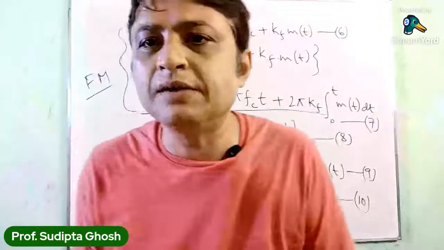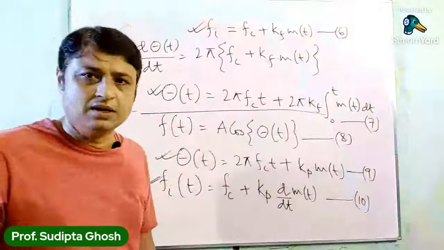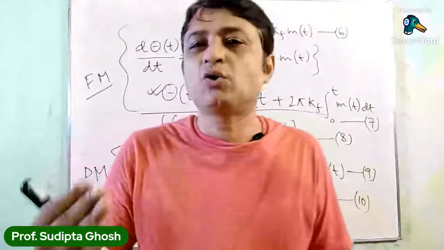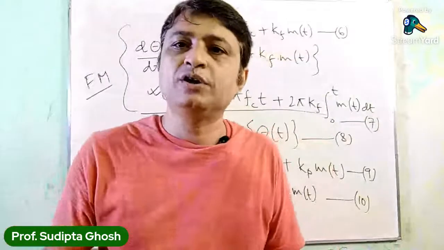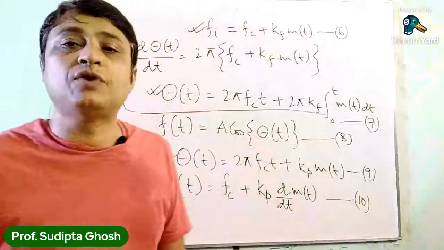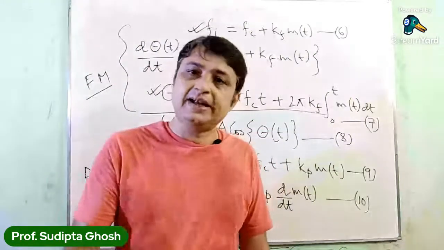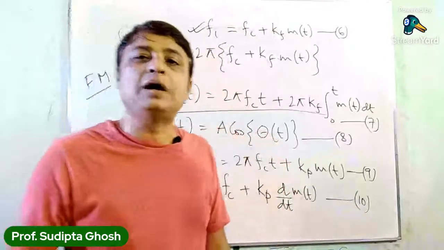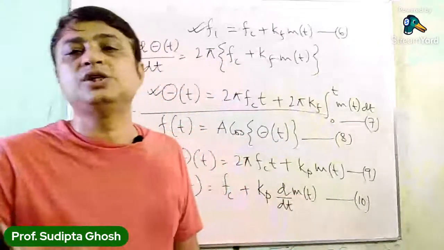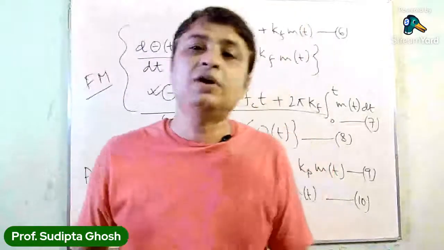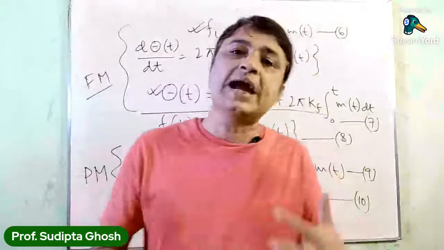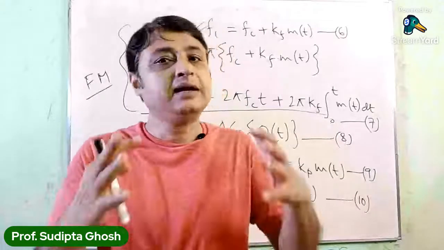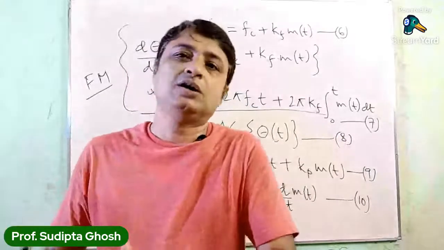Now, Farhat is asking what is the meaning of d/dt of m(t). Why are you asking this question? Because d/dt of m(t) means you are going to find the rate of change of the information signal. Why are we finding the rate of change of the information signal? Actually, your information signal in FM or in PM changes with time. So you have to consider the rate of change of the modulating signal or the information signal.